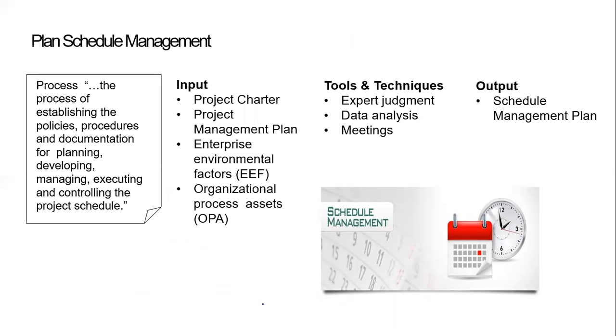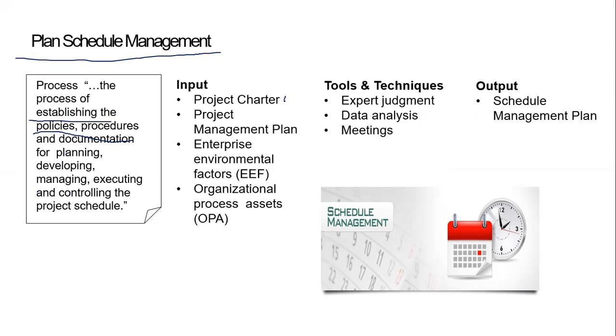Planning. We discussed this a little bit. Now we'll go into ITTOs. What are ITTOs? Inputs, tools and techniques, and outputs. The process is planning schedule management. As we discussed earlier, what we are trying to do is establish, okay, this is going to be a predictive model project, this is going to be a rolling wave, we are going to use Kanban. What methodology are we going to use? Regarding that, all the related policies, procedures, and documentation will be defined as part of this process. What are the inputs?